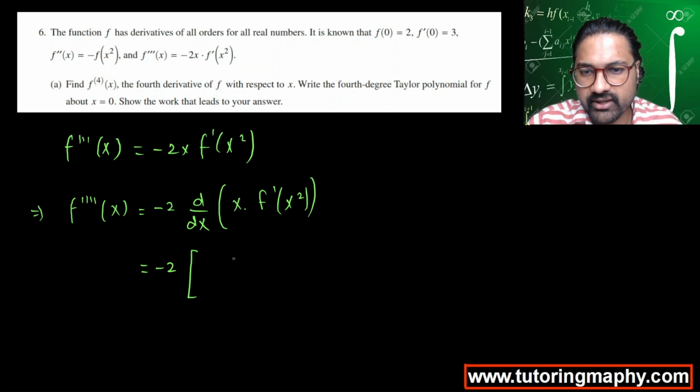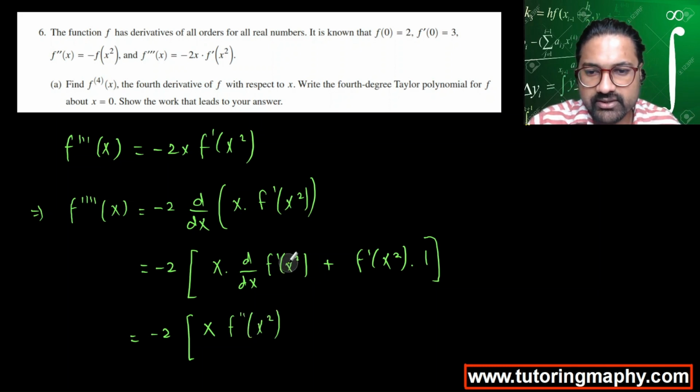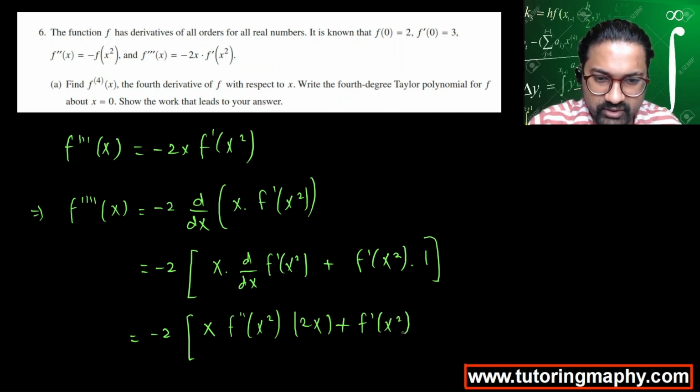So the product rule says that the first term stays as it is, you find the derivative of the second term, plus the second term as it is, you find the derivative of x. And what is the derivative of x with respect to x? That's 1. This is going to look like negative 2 times x, times the derivative of f prime x squared. A little bit of chain rule is helpful over here. The derivative of f prime is f double prime, and x squared remains as it is. However, you need to go inside and find the derivative of x squared as well, which is 2x. Plus f prime x squared remains as it is.